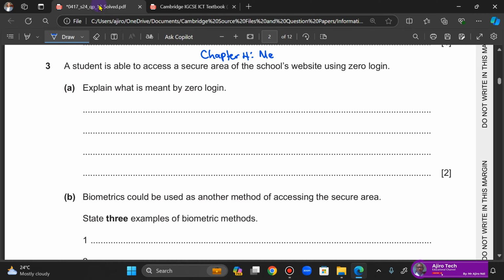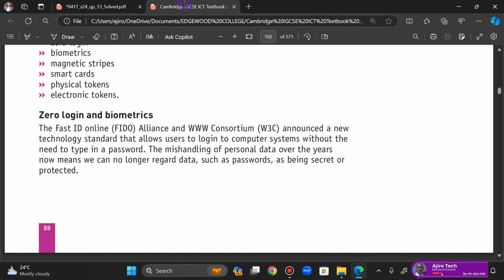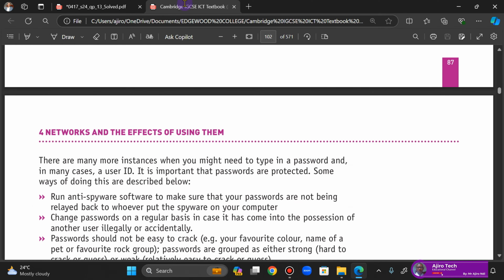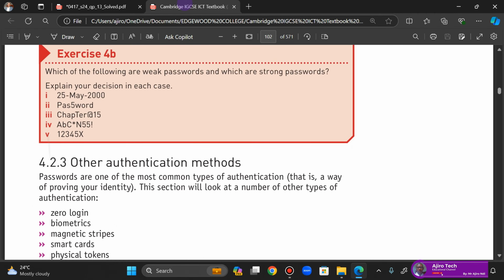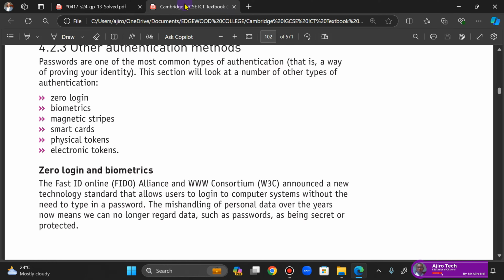Networks and the effects of using them. I want to be sure. It has a period, it's fine. So now let's talk about them.